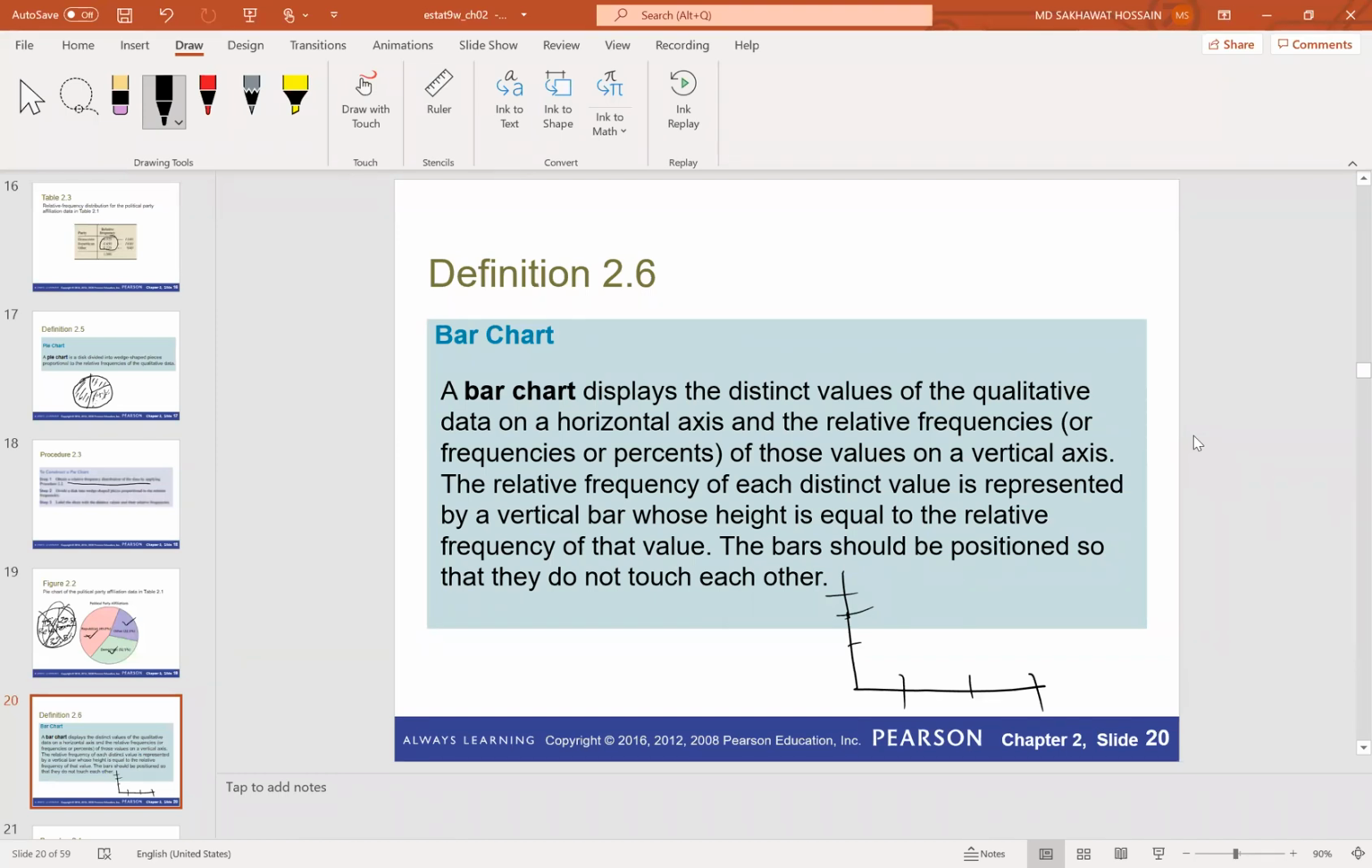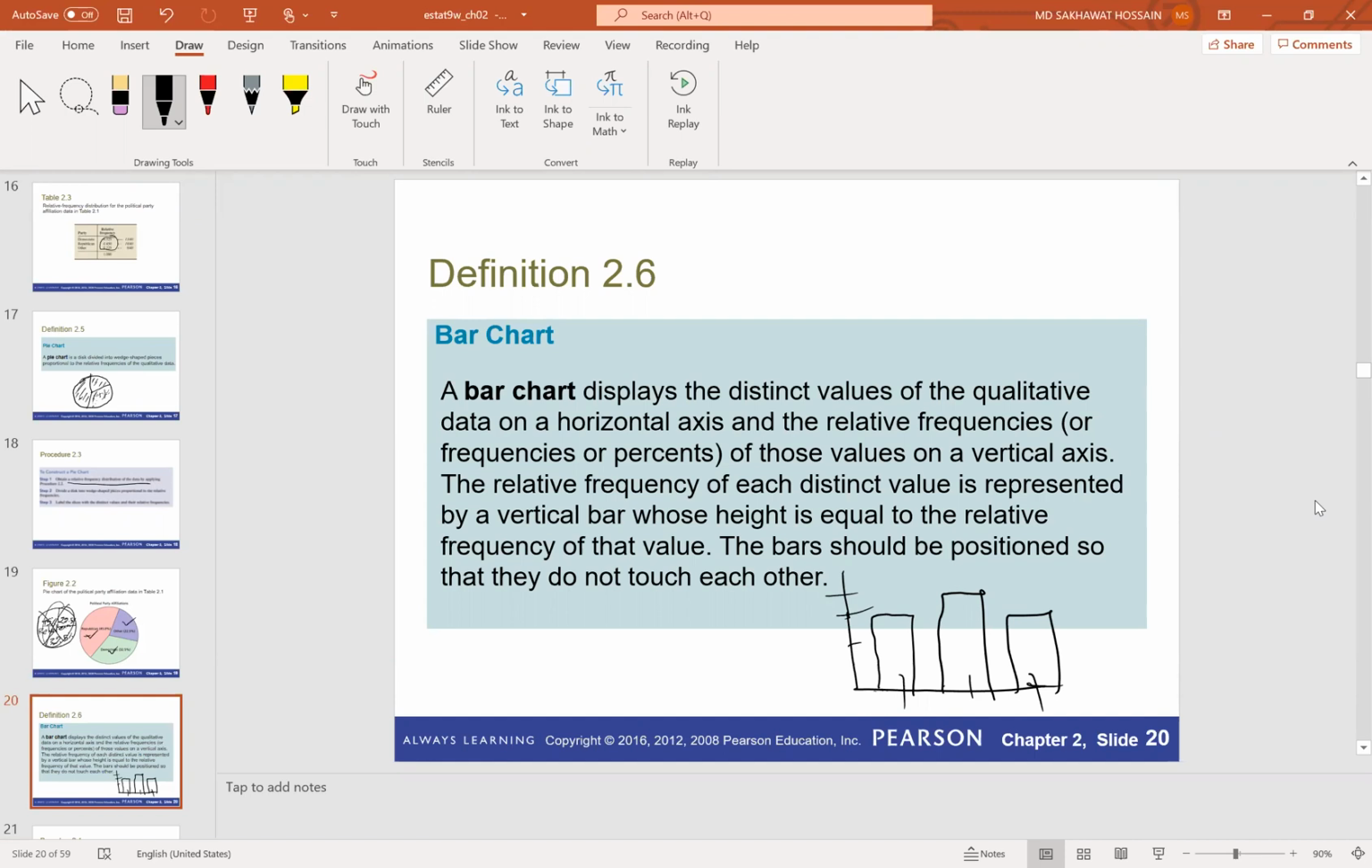The relative frequency of each distinct value is represented by a vertical bar. So we construct a vertical bar to represent the frequency or relative frequency. You can use either, but usually we use relative frequency to construct the bar chart. The height of the bar represents the relative frequency, and the horizontal axis represents the distinct values of the variable. The bars should be positioned so that they do not touch each other.